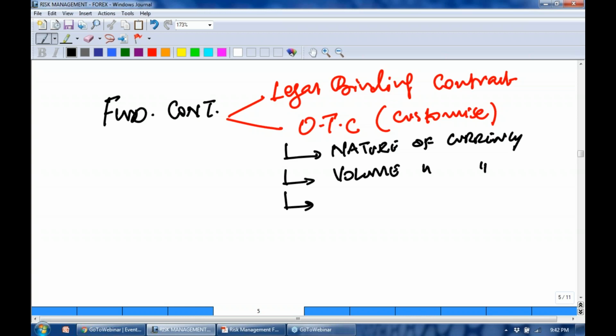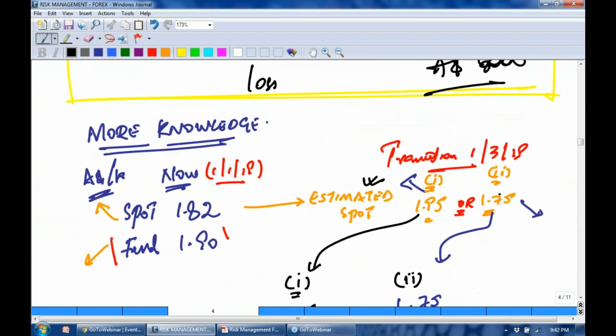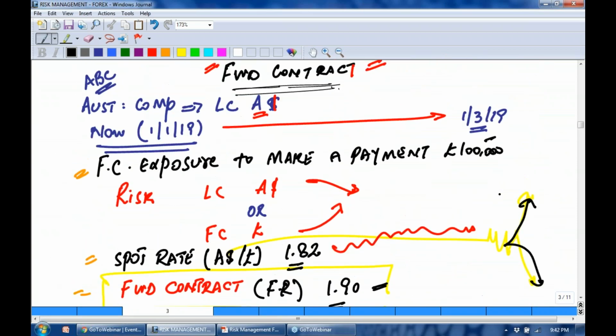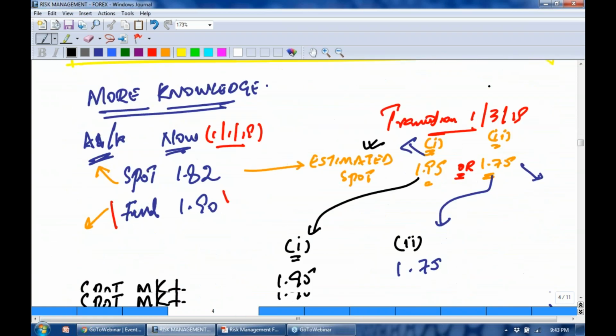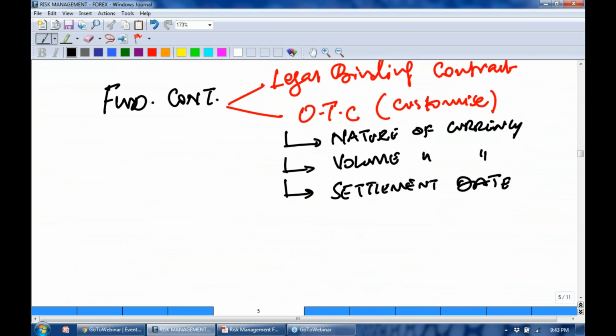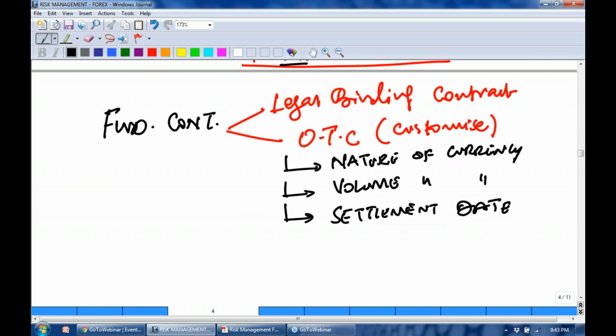Number two, volume of currency. If the case is 100,000 sterling, foreign currency 100,000 sterling, maybe 90,300 sterling, maybe 70,000, maybe 40,000. Volume according to the adjustment of customer. And last one, settlement date. I asked the bank to settle the forward contract at my transaction date. 1st March, maybe the 5th March, maybe the 7th March, maybe the 27th February. So date, volume, date of settlement, volume of currency and nature of currency according to the customer. That is what the forward contract is.